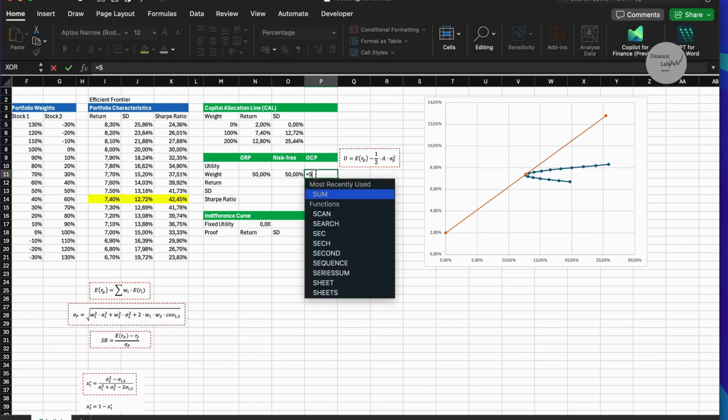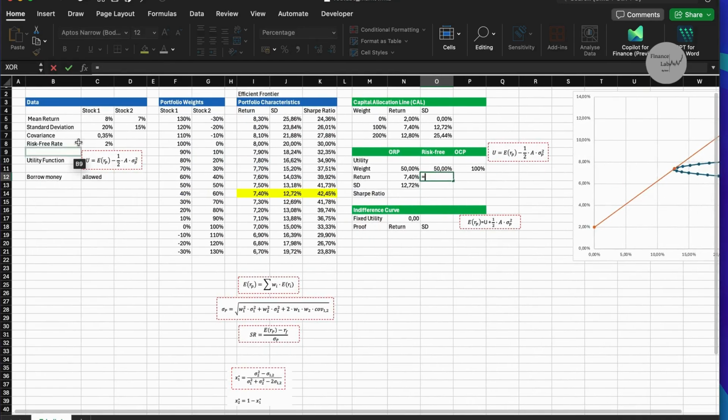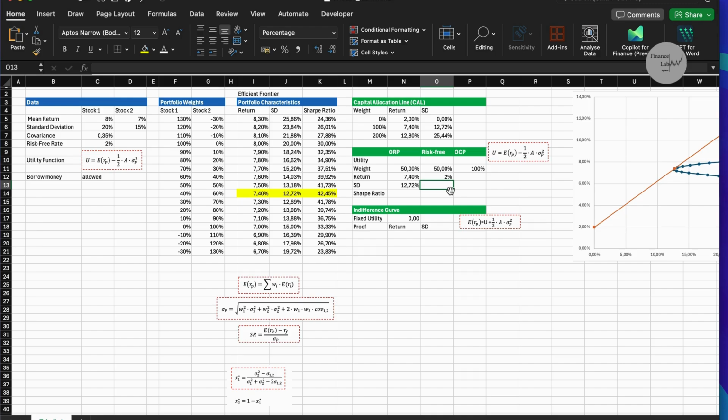And here we need this for the Excel solver. So we need here the sum of these weights. They equal 100%. So the return here is the return of our expected optimal risky portfolio. Here we have a standard deviation of 12%. For the risk-free rate, we have a return of 2% and a standard deviation of 0.